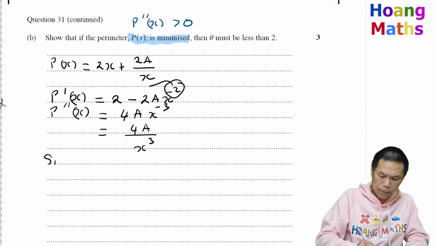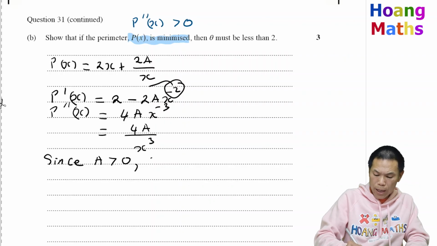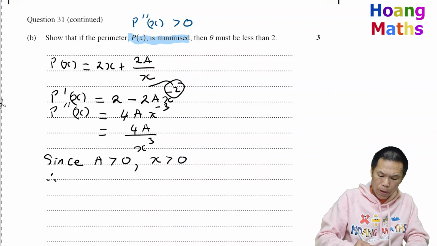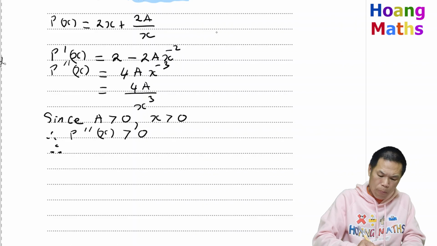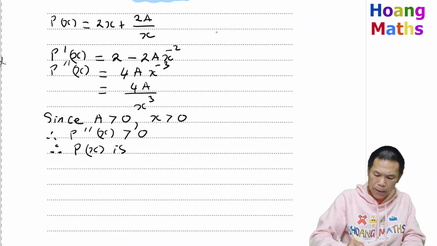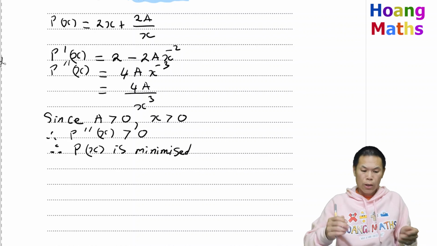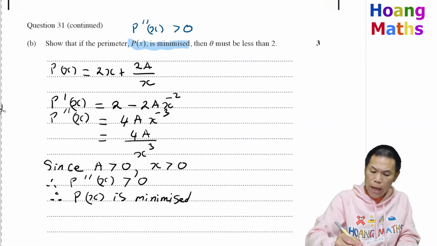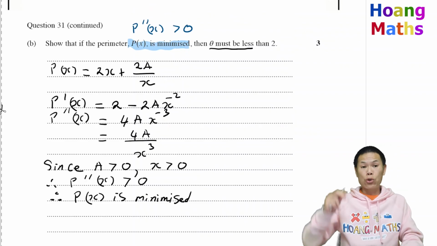So since a is greater than 0, x is greater than 0, therefore P double dash x is greater than 0. Therefore, P of x is minimized. So there you go. Now we need to show that angle theta is less than 2.